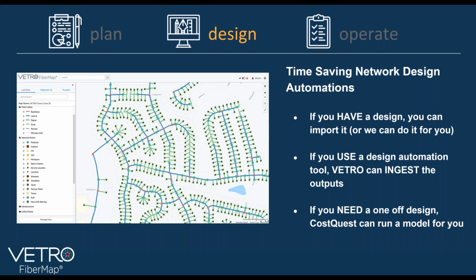If you use a design automation engine tool, again, you can carry that output into a fiber management tool like this. And then if you need an auto design, something akin to the picture on the left, covering thousands of locations in short order, CostQuest has an engine and can model a run for you and bring it to life in Vetro. One more slide.